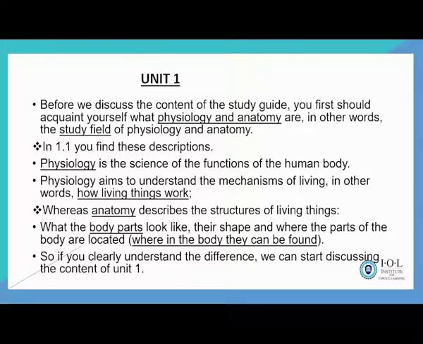Before we discuss the content of the study guide, you first should acquaint yourself with what physiology and anatomy are. In other words, the study field of physiology and anatomy. In 1.1, you find these descriptions. Physiology is the science of the function of the human body. Physiology aims to understand the mechanisms of living, in other words, how living things work. Whereas anatomy describes the structures of living things, what the body parts look like, their shape, and where the parts of the body are located, where in the body they can be found. So if you clearly understand the difference, we can start discussing the content of Unit 1.